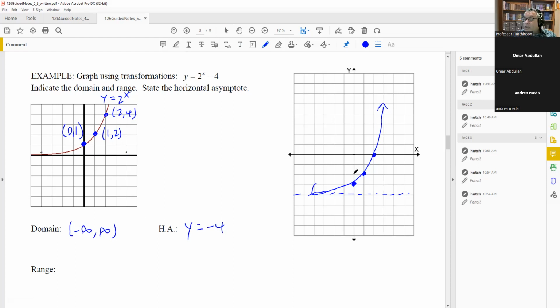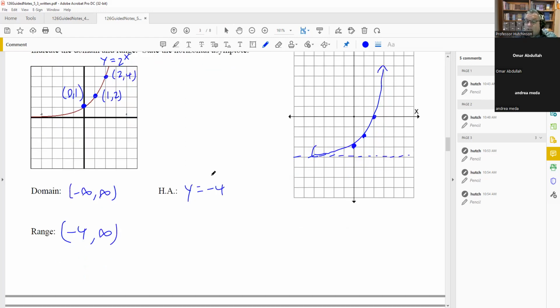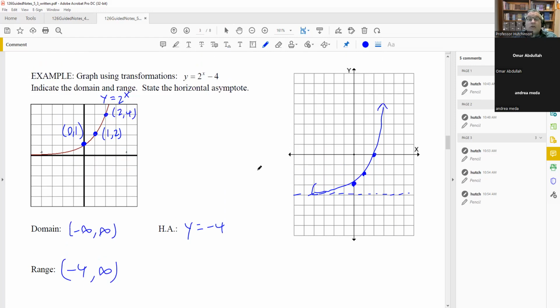Now the range has to do with your horizontal asymptote. The smallest value is -4, and that's going to go all the way up to infinity. Now notice that -4 is not included because that is an asymptote. The graph never actually reaches that dotted line. So that's why I have to put -4 as the lowest value there. Okay, so now that answers all the questions on that one.